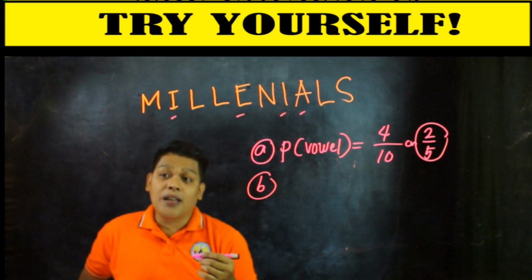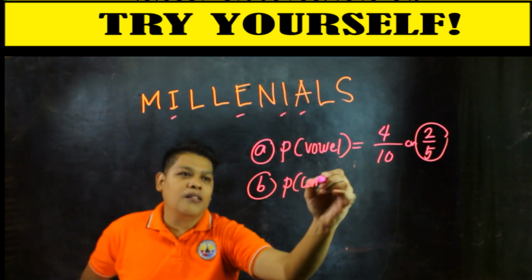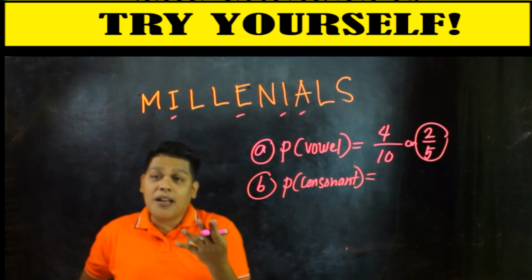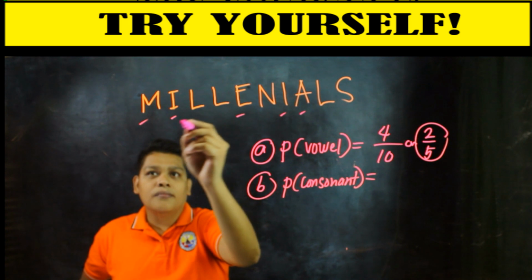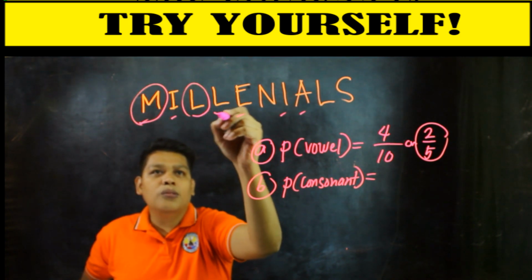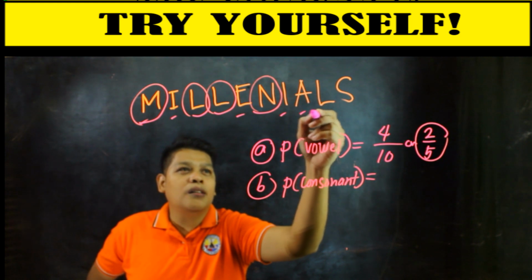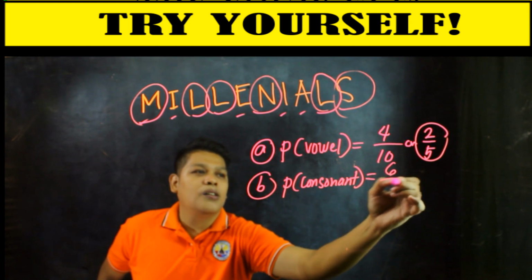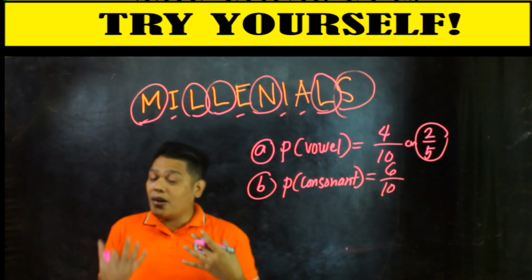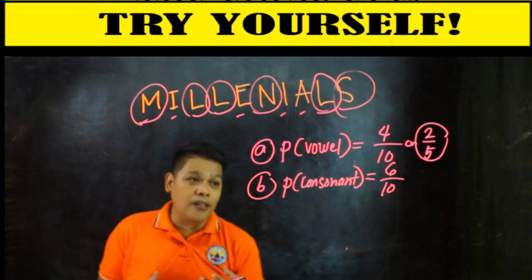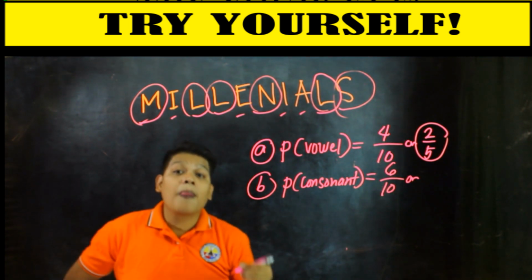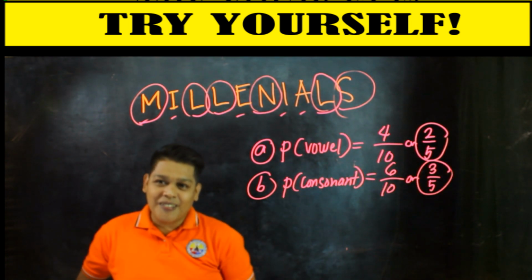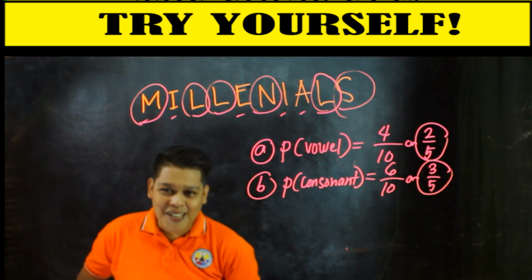Letter B. What is our event? Getting the consonant. So how many consonants are there in millennials? M, 1, 2, 3, 4, 5, 6. So we have 6 over 10. Reduce the answer to lowest term, or 3 over 5. Did you get it? Do you have the same answer? Very good.